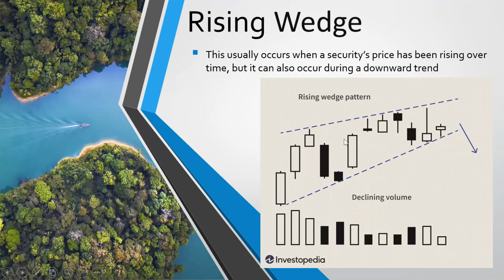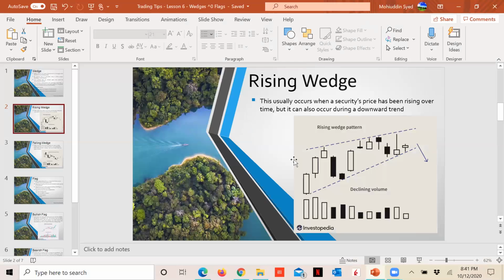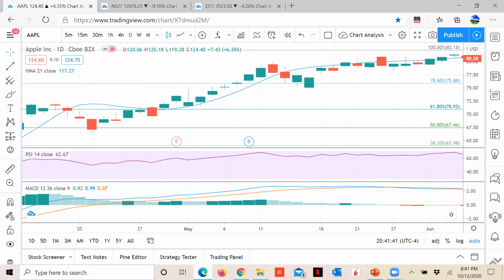So three characteristics. The trend lines converge here. Decrease in volume: you see the volume here as compared to here. It's shown here as well. Declining volume and breakdown for the rising wedge. Let's take a quick look.